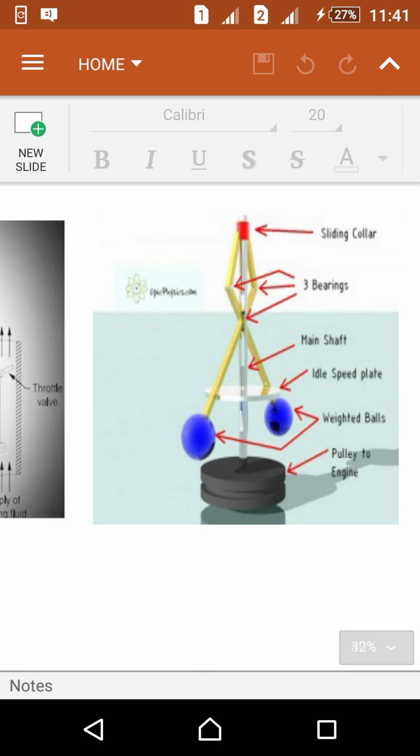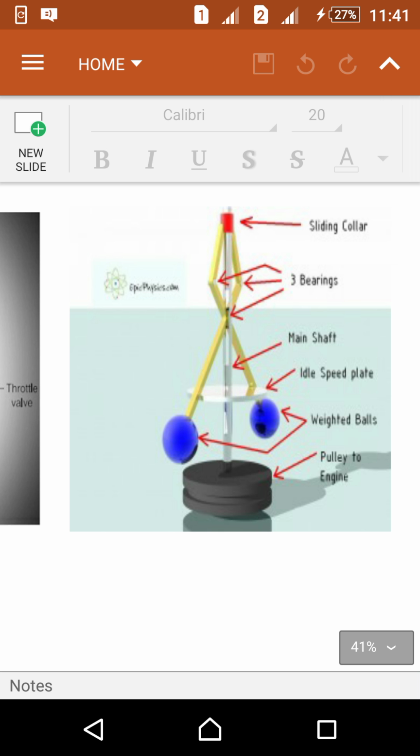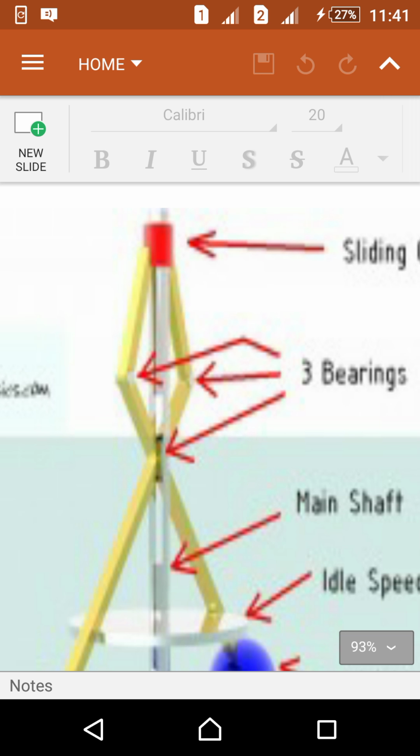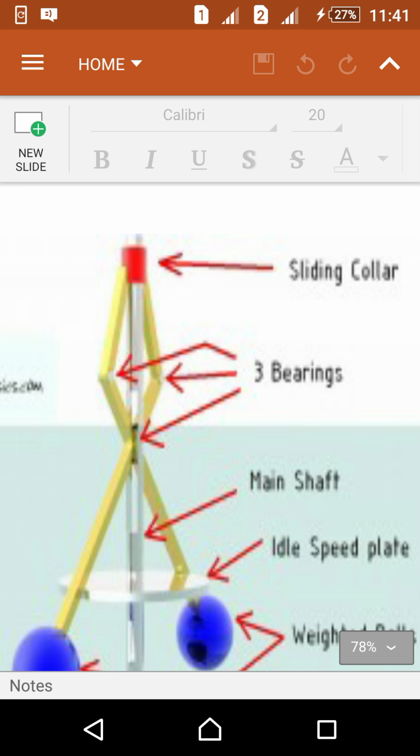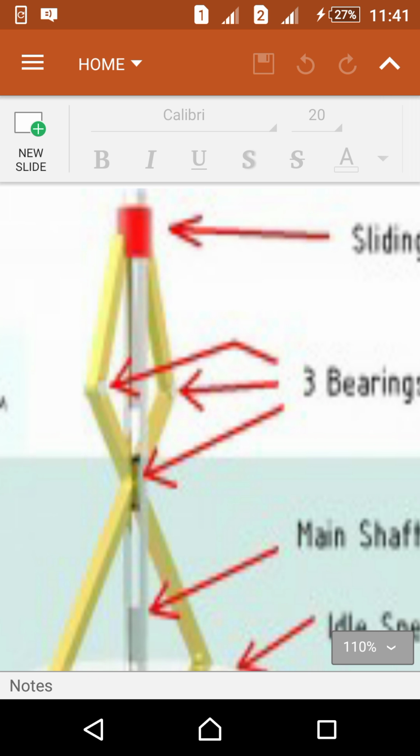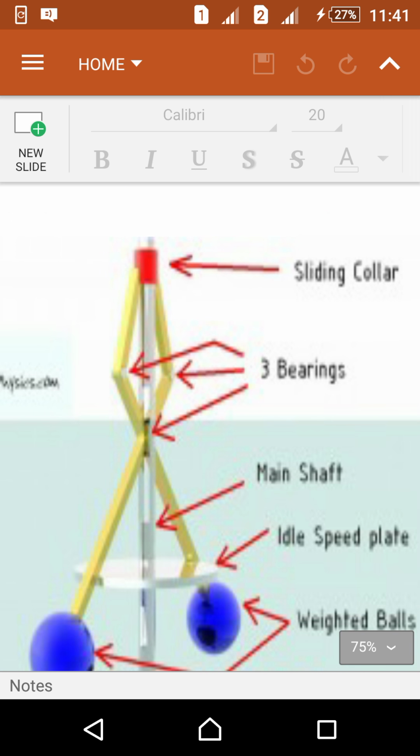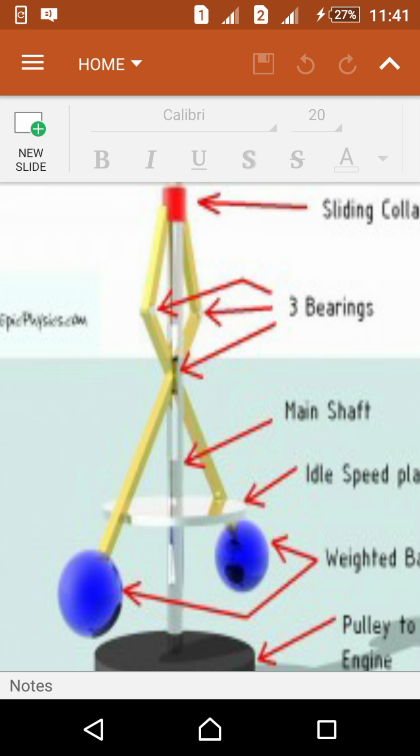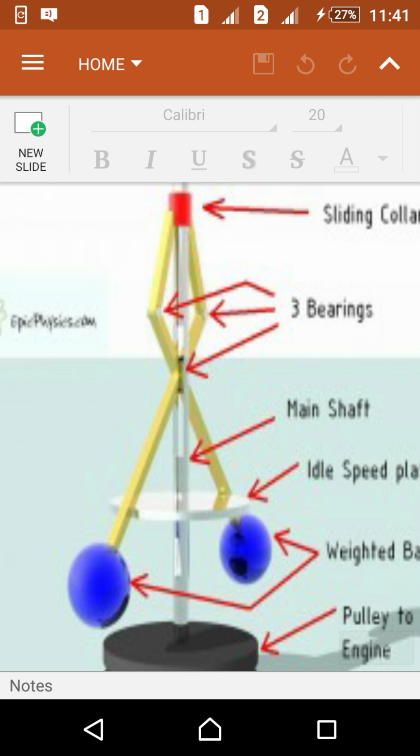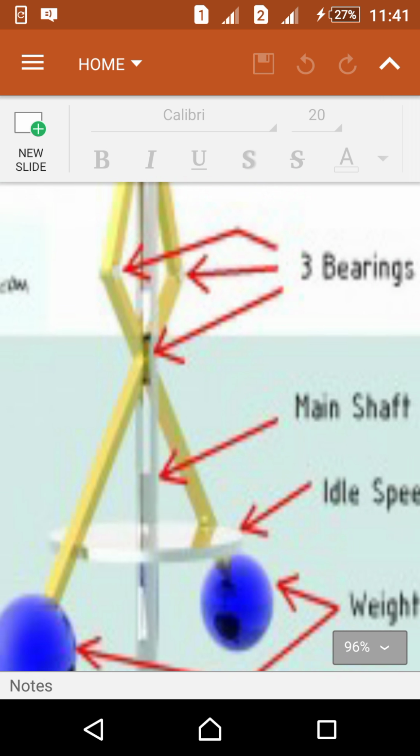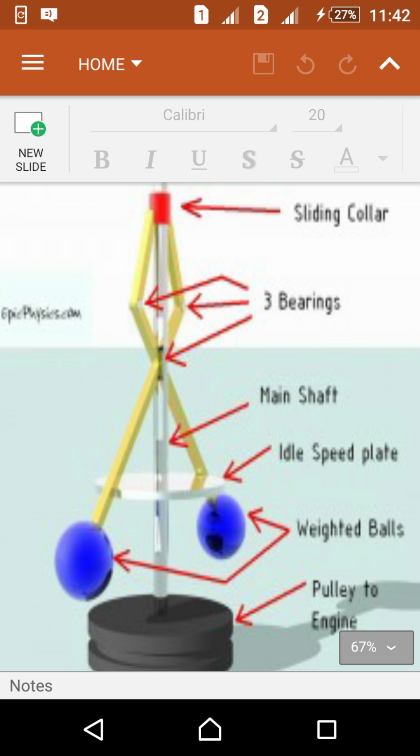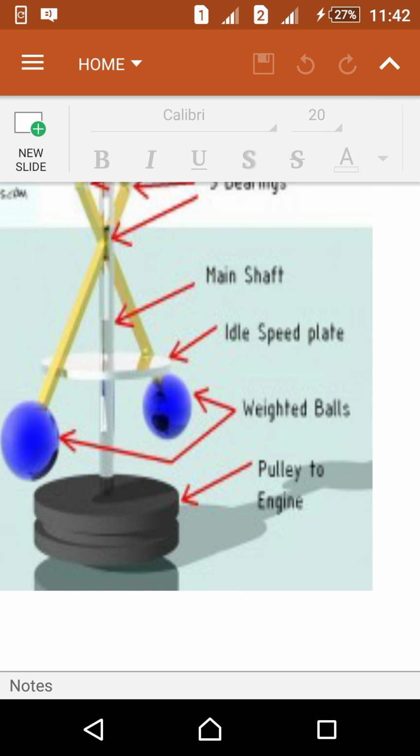The topmost part of the centrifugal governor is the sliding collar. This red one is the sliding collar, and these three are the bearings attached to the main shaft and idle plate. The center one is the main shaft, this plate is the idle speed plate, and these balls are the weight balls.